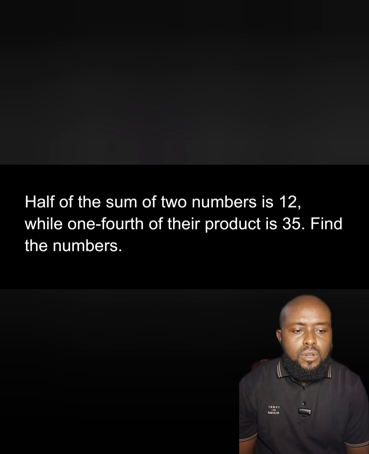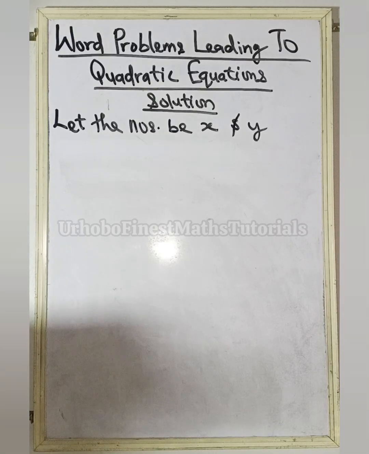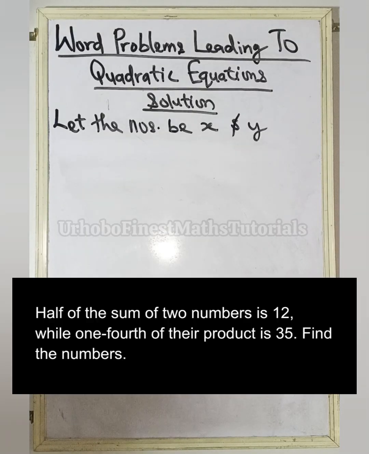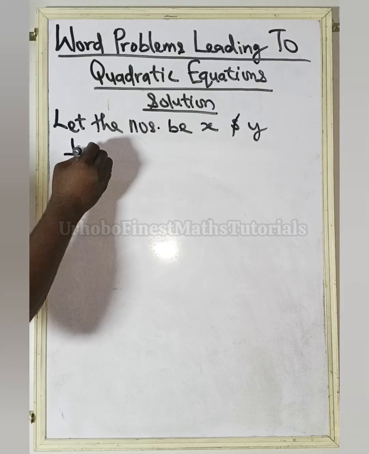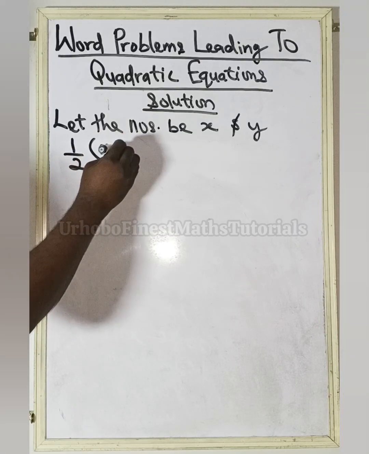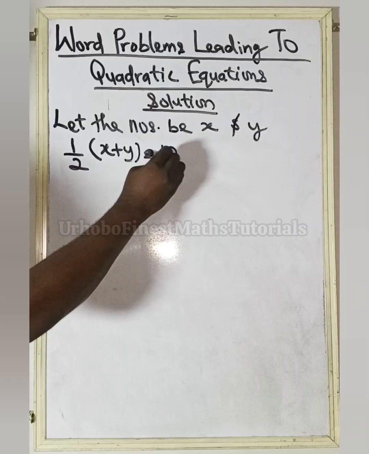Half of the sum of two numbers is 12, while 1/4 of their product is 35. Find the numbers. Let the numbers be x and y. In the question, we are told that half the sum of two numbers is 12. Half the sum, so that will be 1/2 of x plus y equals 12.